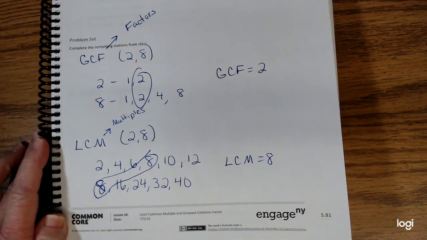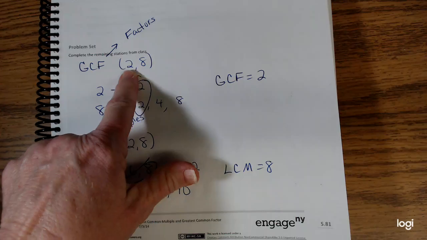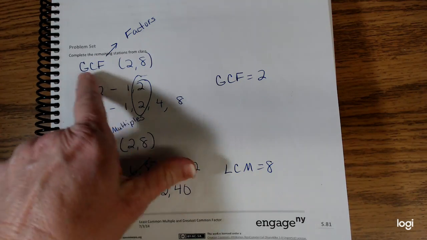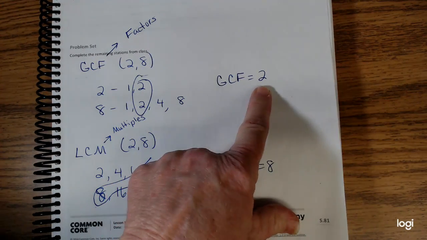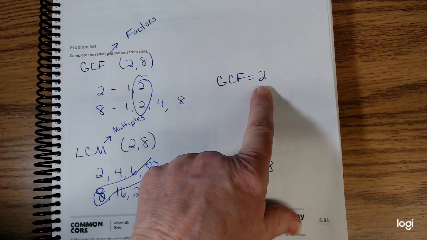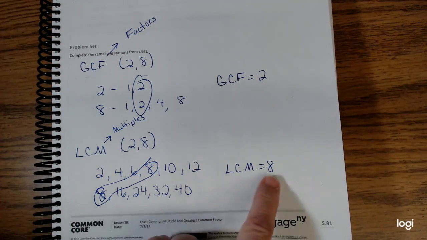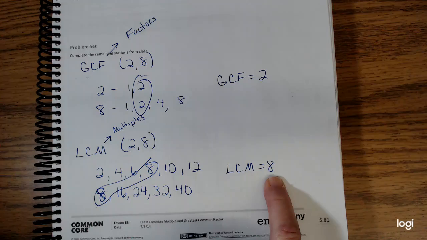Okay, so you can notice, even though I use the same integers 2 and 8, when I'm dealing with factors, I have the answer 2. And when I'm dealing with multiples, I have the answer 8.